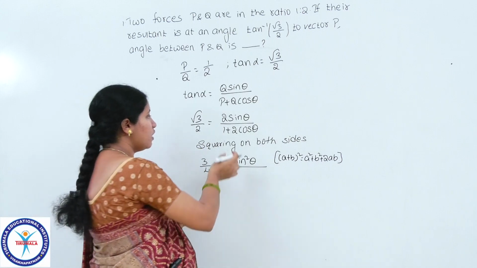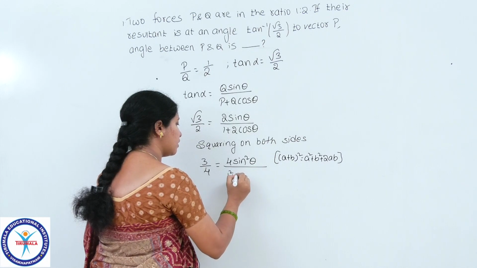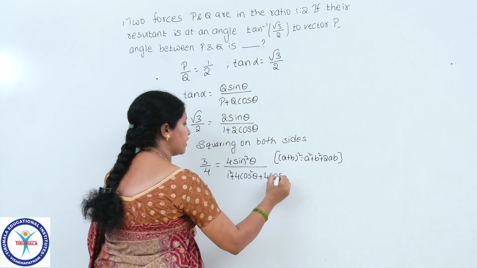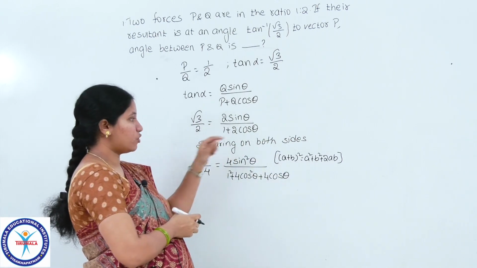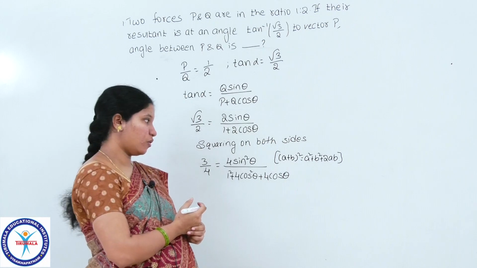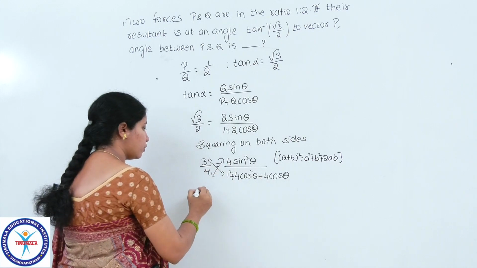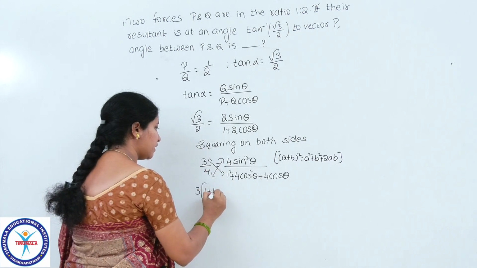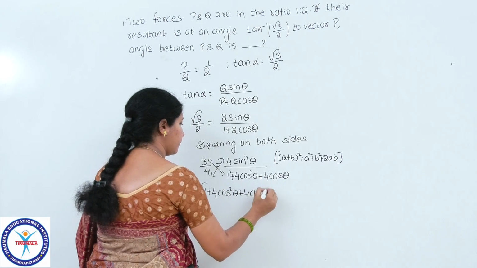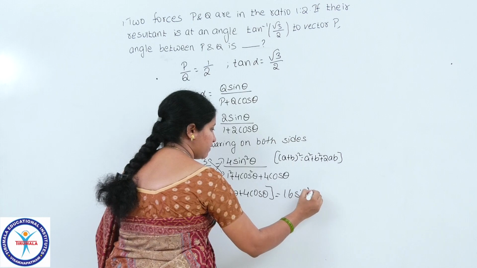Similarly, 1 plus 2 cos theta whole square gives 1 square plus 4 cos square theta plus 4 cos theta. Now cross multiply. So 3 into 1 plus 4 cos square theta plus 4 cos theta equals 4 into 4, which gives 16 sin square theta.